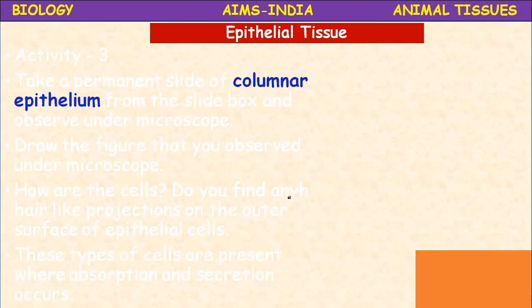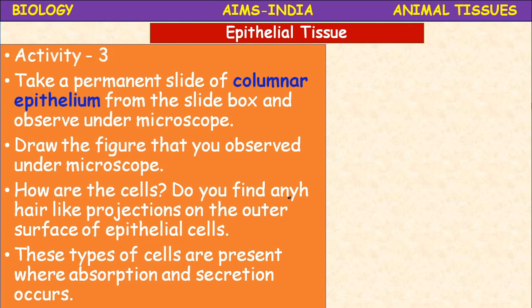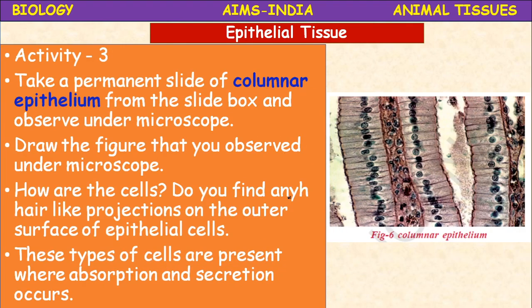Another activity, activity 3. Take a permanent slide of columnar epithelium. Now, another type of epithelium. Take a permanent slide of columnar epithelium from the slide box and observe under the microscope. Draw the figure that you observed under the microscope. How are the cells arranged here? Previously the cells were of cuboid shape. Do you find any hair-like projections here?